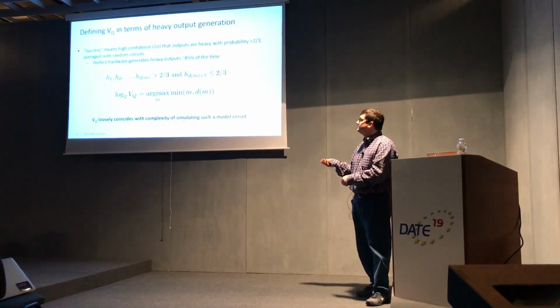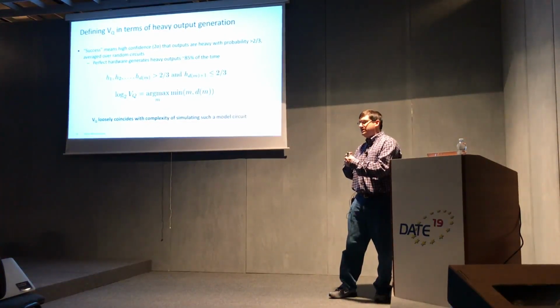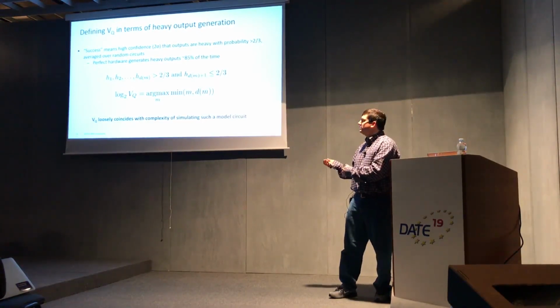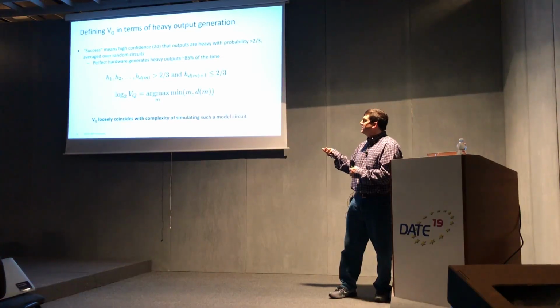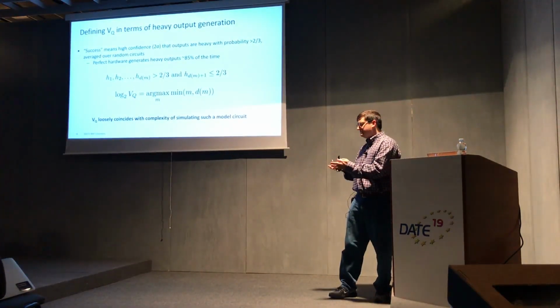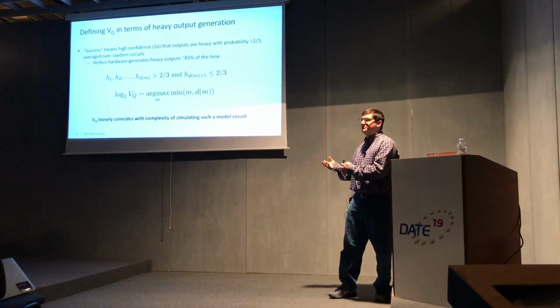Sorry, let me go the other way. So then what we do is we want to generate many random instances of model circuits, map them to the device, and look at whether or not the output is heavy. And we succeed if this heavy output probability exceeds 2/3 with high confidence. We'll say we successfully ran a model circuit of width m and depth m if we see heavy outputs 2/3 of the time over random instances of this.